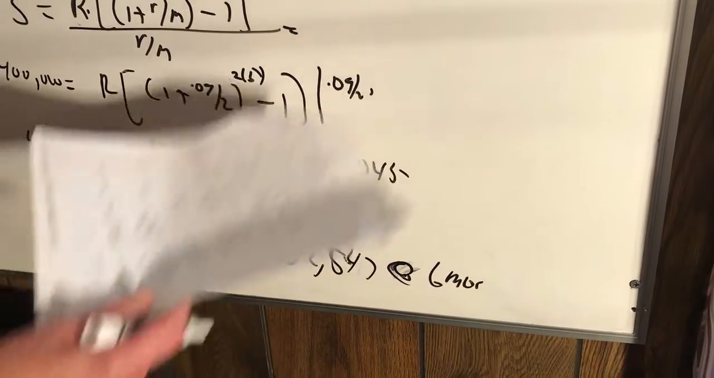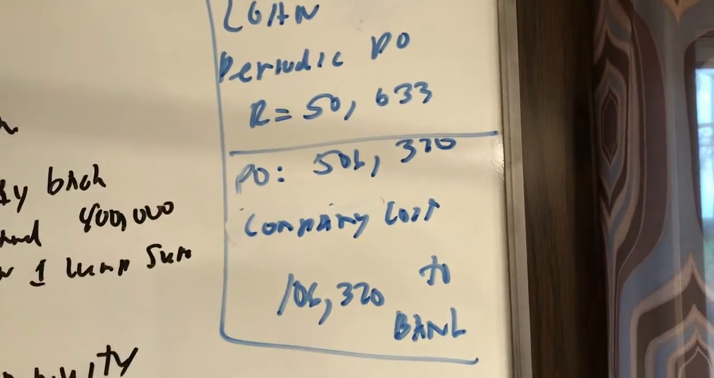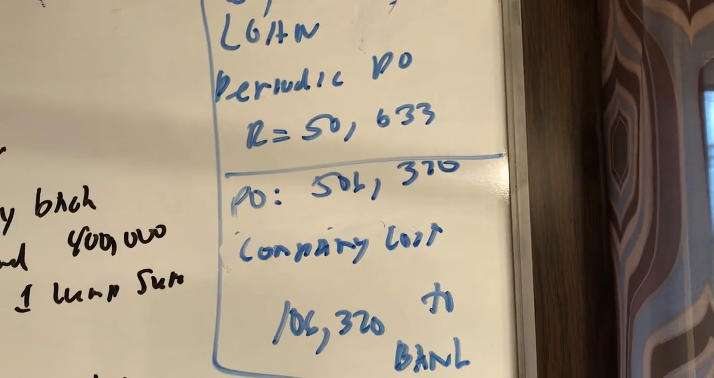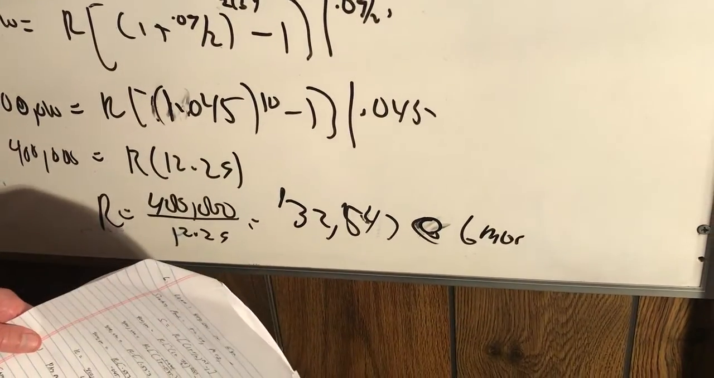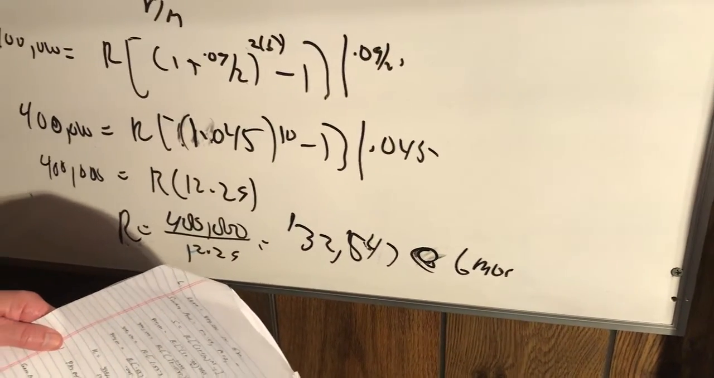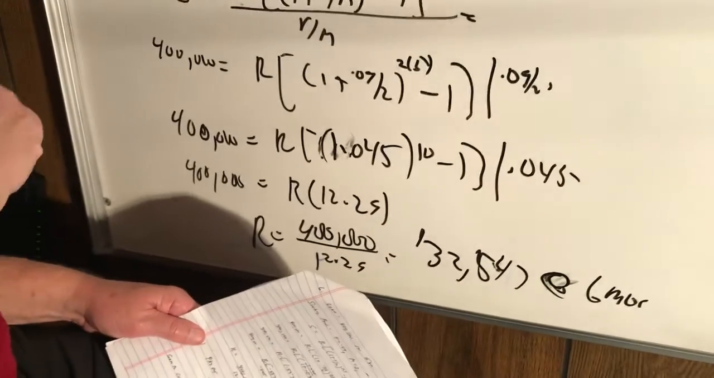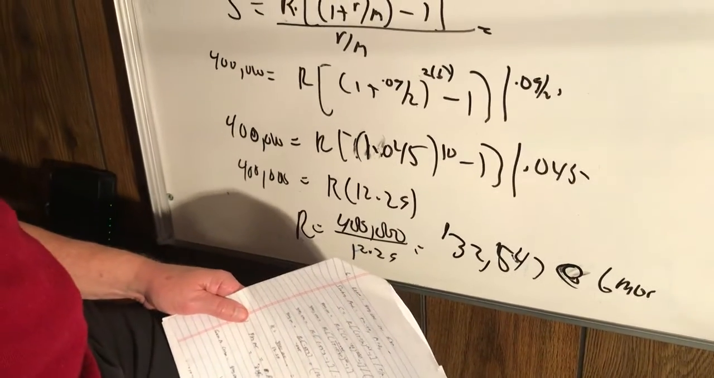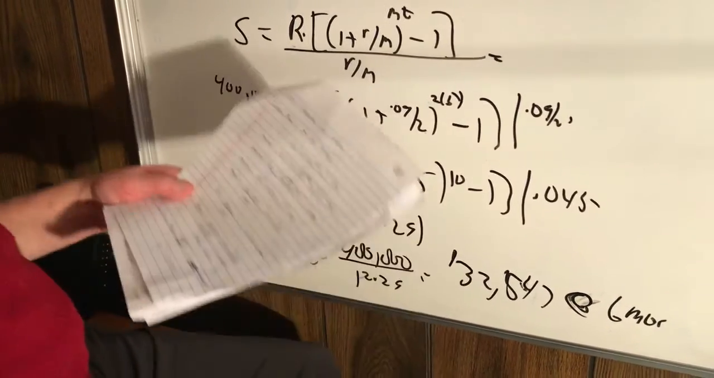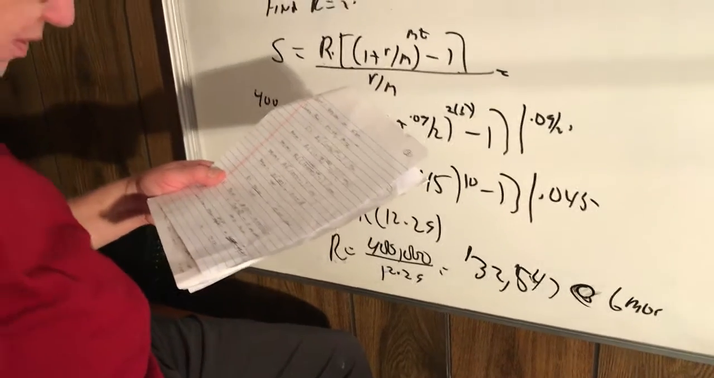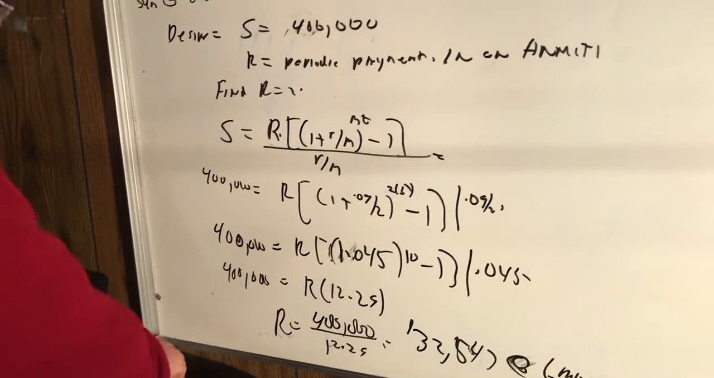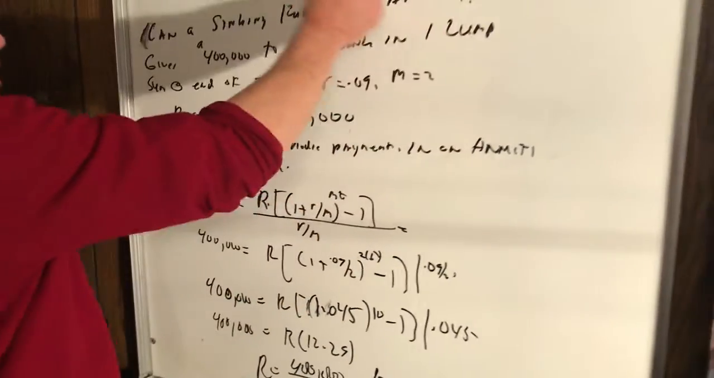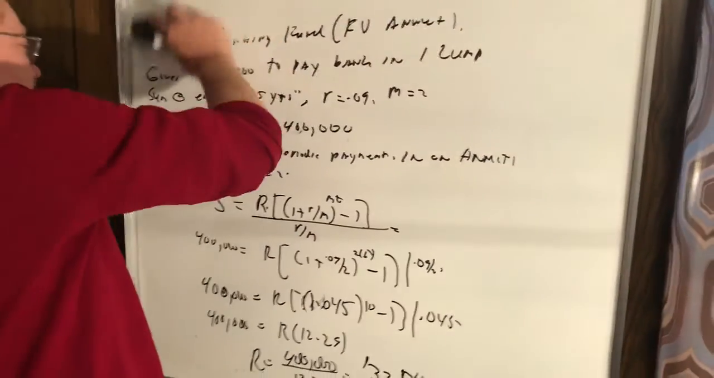So notice that my payment is different from the loan. The loan was $50,033, and that I paid to the bank. This is actually coming to me because I'm putting money in. Okay, so this is an annuity coming to me, basically. So let's see what my payout is here. Let's compare it. So now I'm looking at from the sinking fund.